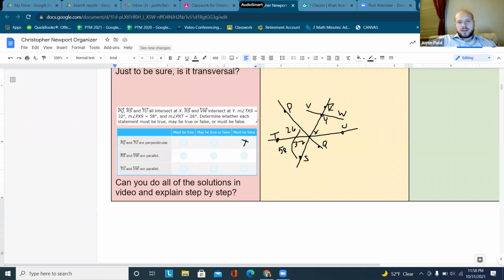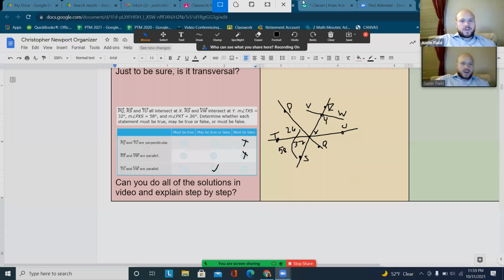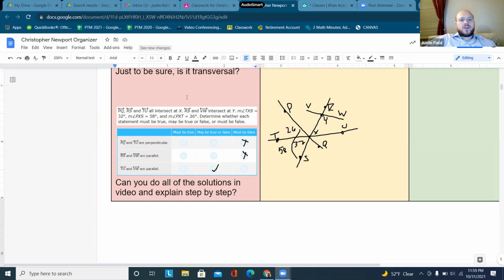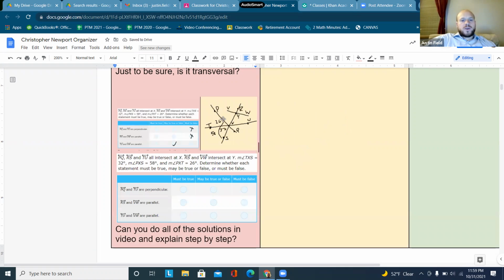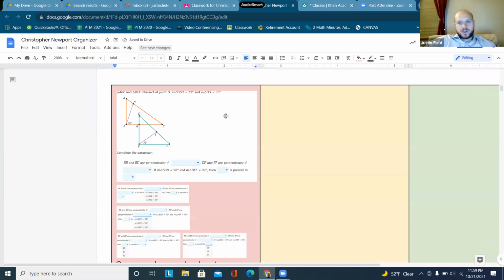So RS and VW are parallel. No, they intersect. TU and VW are parallel. That may be true. That could be true if I drew it differently, but doesn't have to be true. All right, so that was kind of a fuzzy one there, but just don't ever forget to draw your pictures, and if it's wrong, still draw it and then correct it once you figure out that it's wrong.